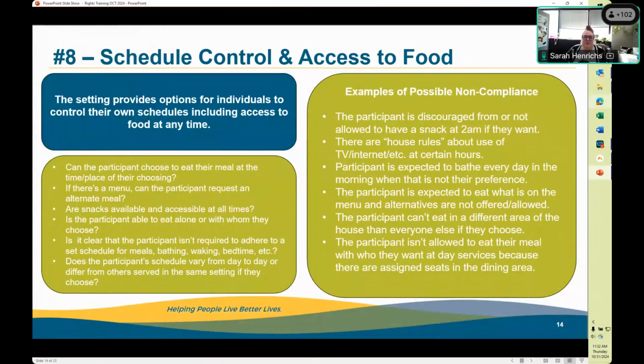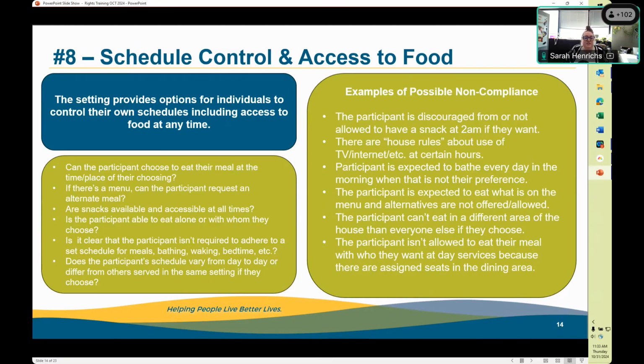Okay. So number 8, schedule control and access to food. The setting provides options for individuals to control their own schedules, including access to food at any time. This is a big one that we see a lot of settings struggle with. So can the participant choose to eat their meal at a time and place of their choosing? If there's a menu, can the participant request an alternate meal? Are snacks available and accessible at all times? Is the participant able to eat alone or with whom they choose? Is it clear that the participant isn't required to adhere to a set schedule for meals, bathing, waking, and bedtime?